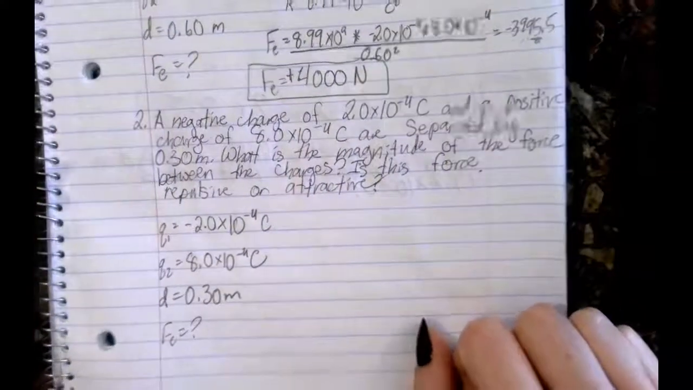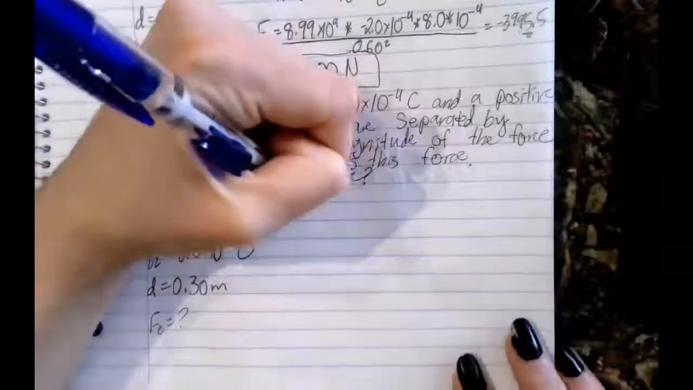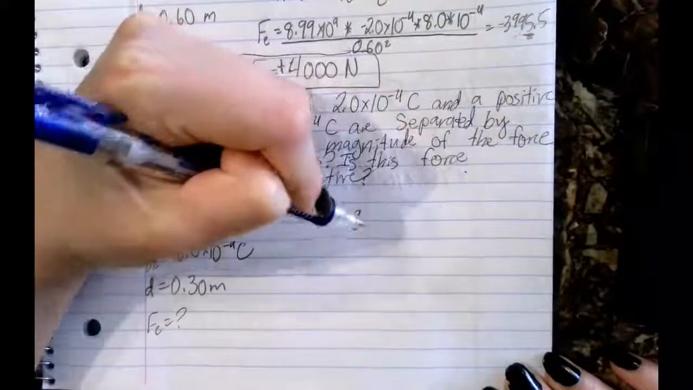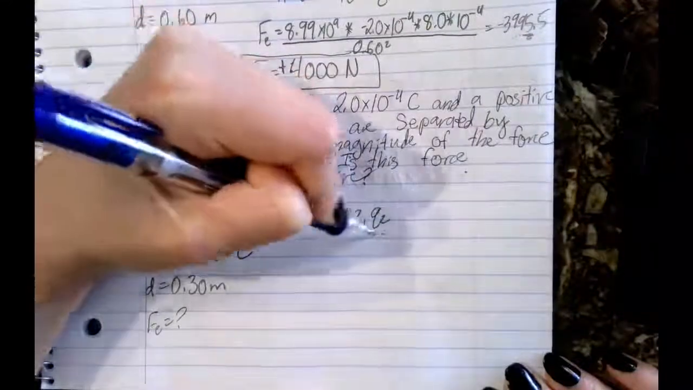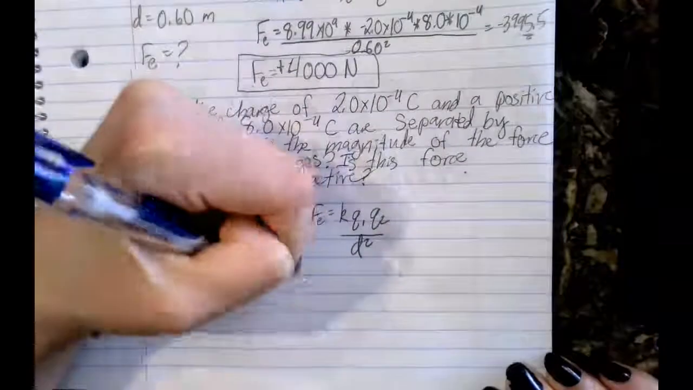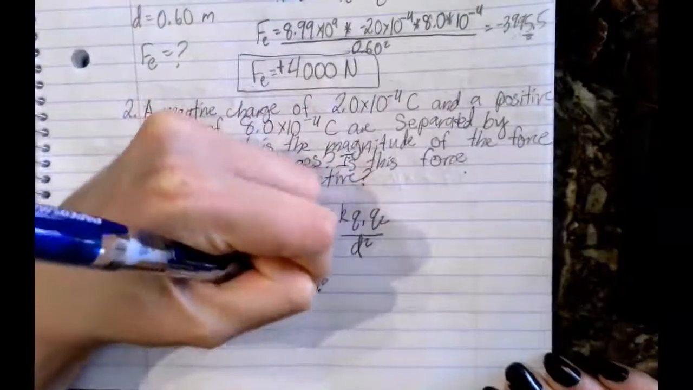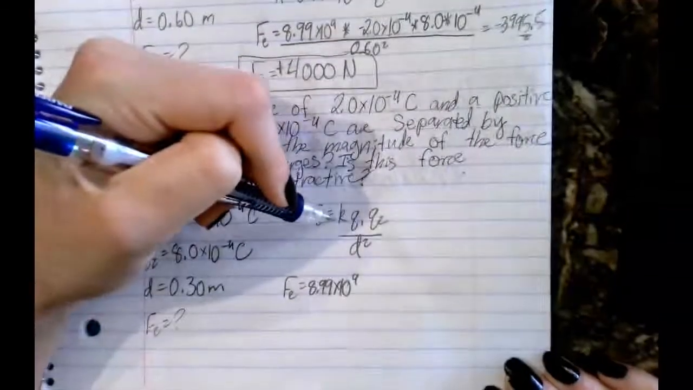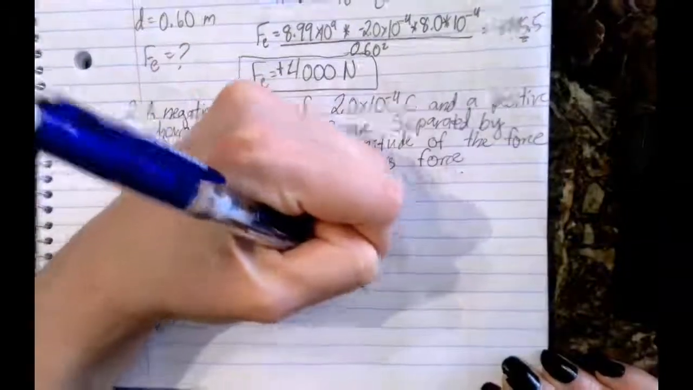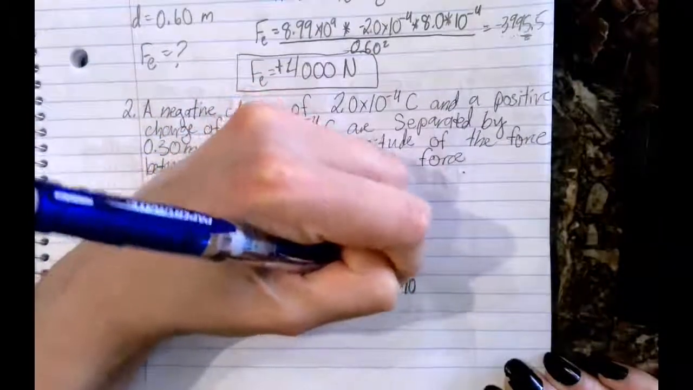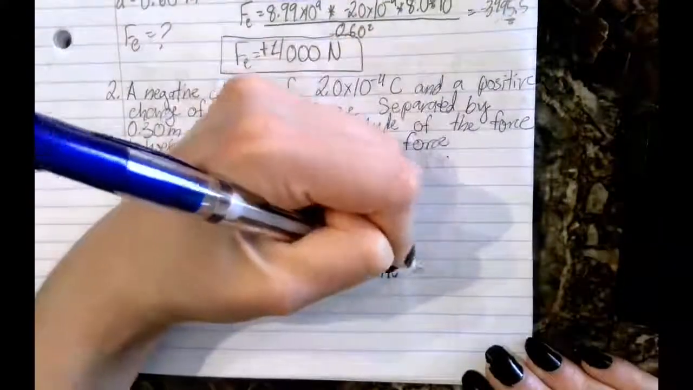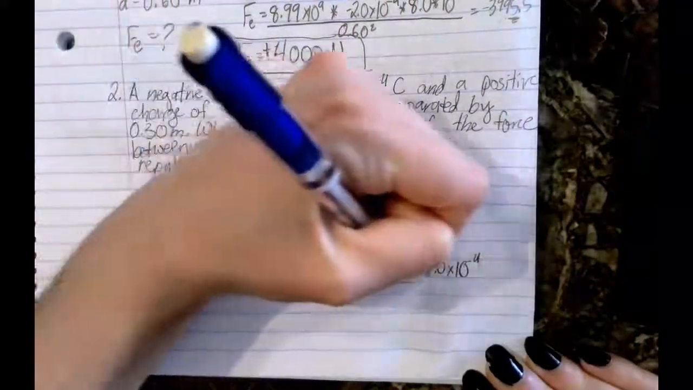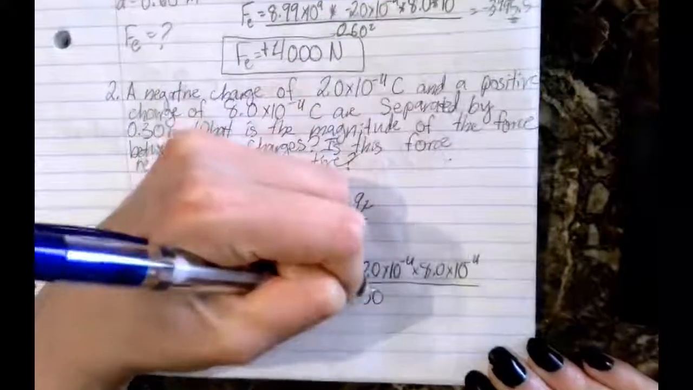I'm going to use the same formula that we used in the first problem. Fe equals K Q1 Q2 over D squared. Let's plug in what we know. Fe equals 8.99 times 10 to the 9th, because remember K is a constant, it's always 8.99 times 10 to the 9th, times negative 2.0 times 10 to the negative 4, times 8.0 times 10 to the negative 4, all divided by 0.30 squared.